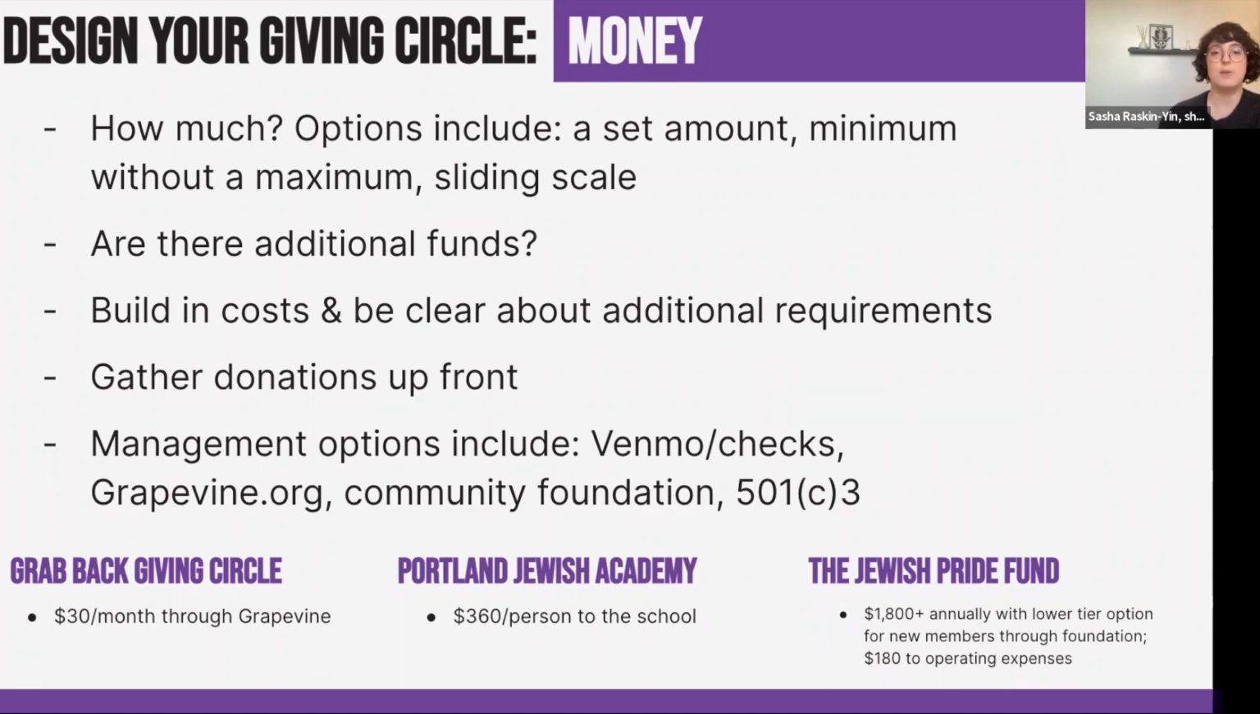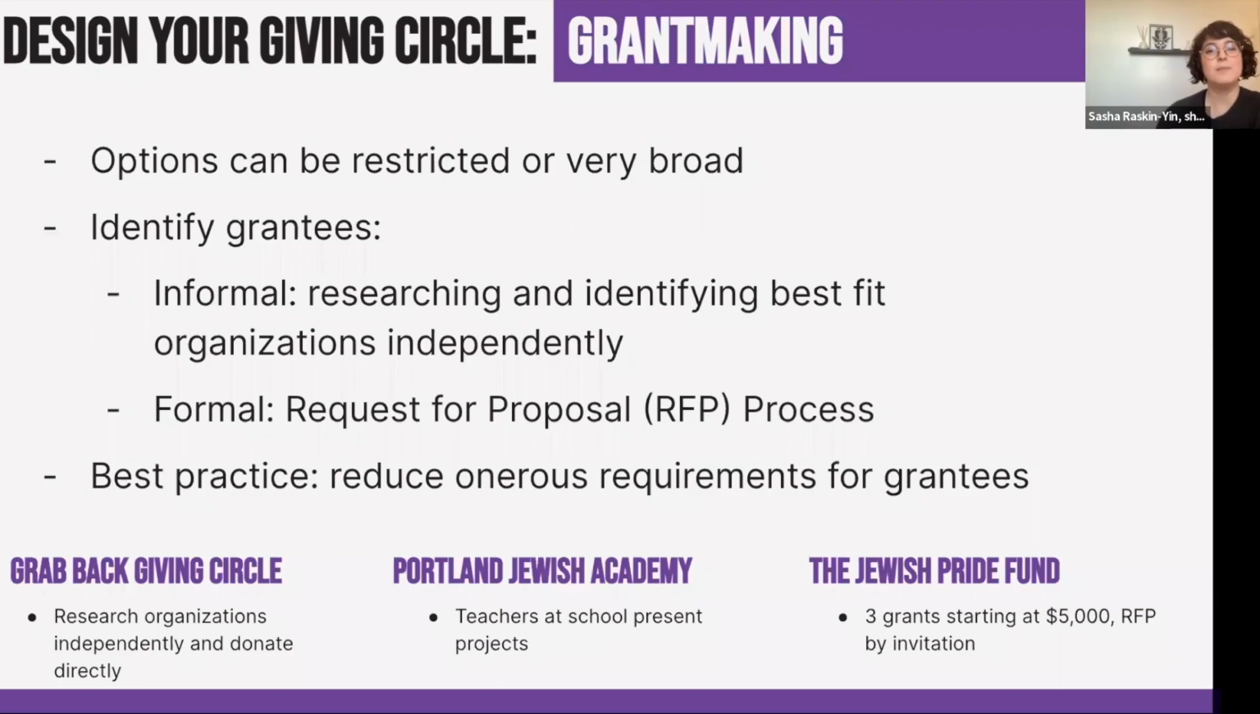Finally, consider how the money will be collected, held, and distributed. If your giving circle is at an organization, you can likely channel funds through the organization. Just make sure your fiscal and allocations teams are on board and able to do so. If you're an independent giving circle, grapevine.org is a great option to manage funds. You can also use Venmo, collect checks, things like that. When it comes to grant making, there are 2 important pieces to your design.